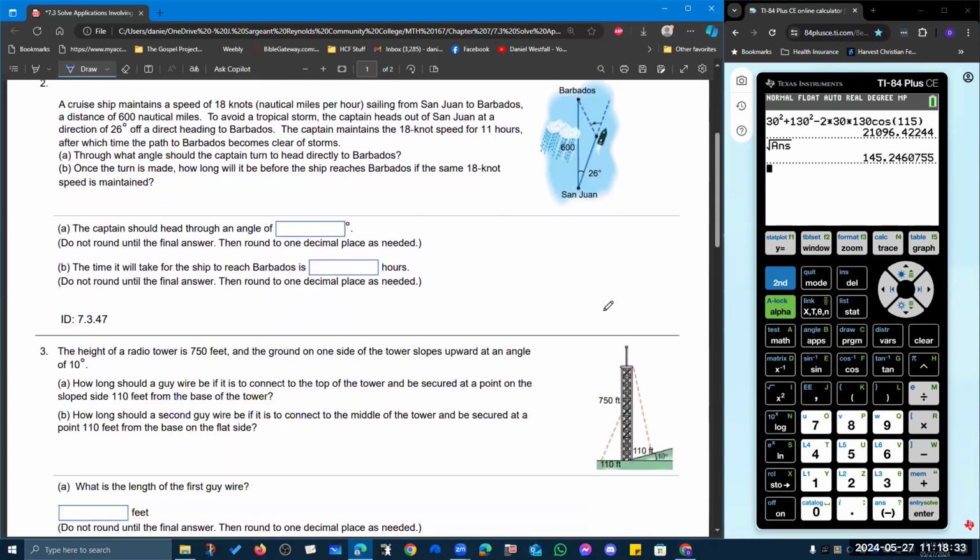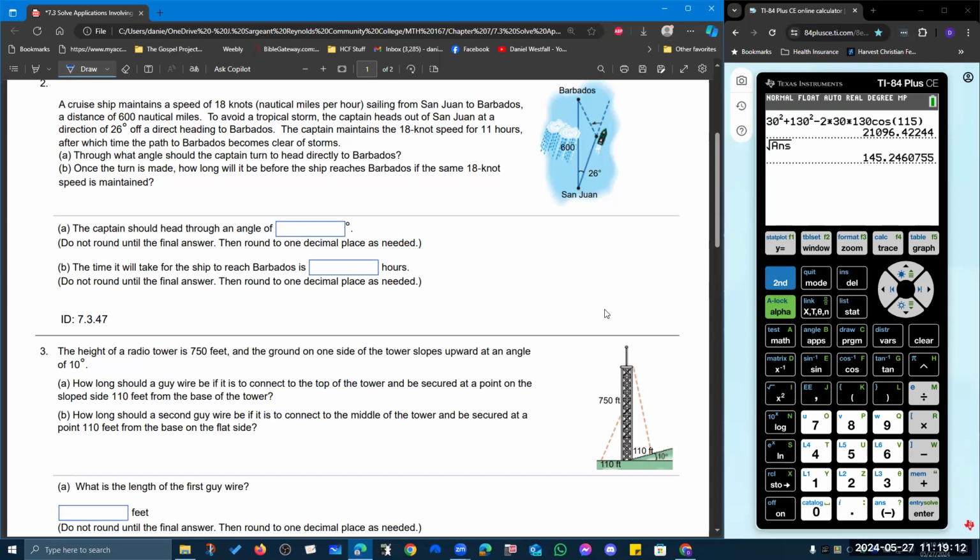A cruise ship maintains a speed of 18 knots, which means 18 nautical miles per hour, sailing from San Juan to Barbados, a distance of 600 nautical miles. That's the side of the triangle that's given here that says 600, if you can't read that because of the picture of rain that they have there. To avoid a tropical storm, the captain heads out of San Juan at a direction of 26 degrees off a direct heading to Barbados. It's this 26-degree angle here.